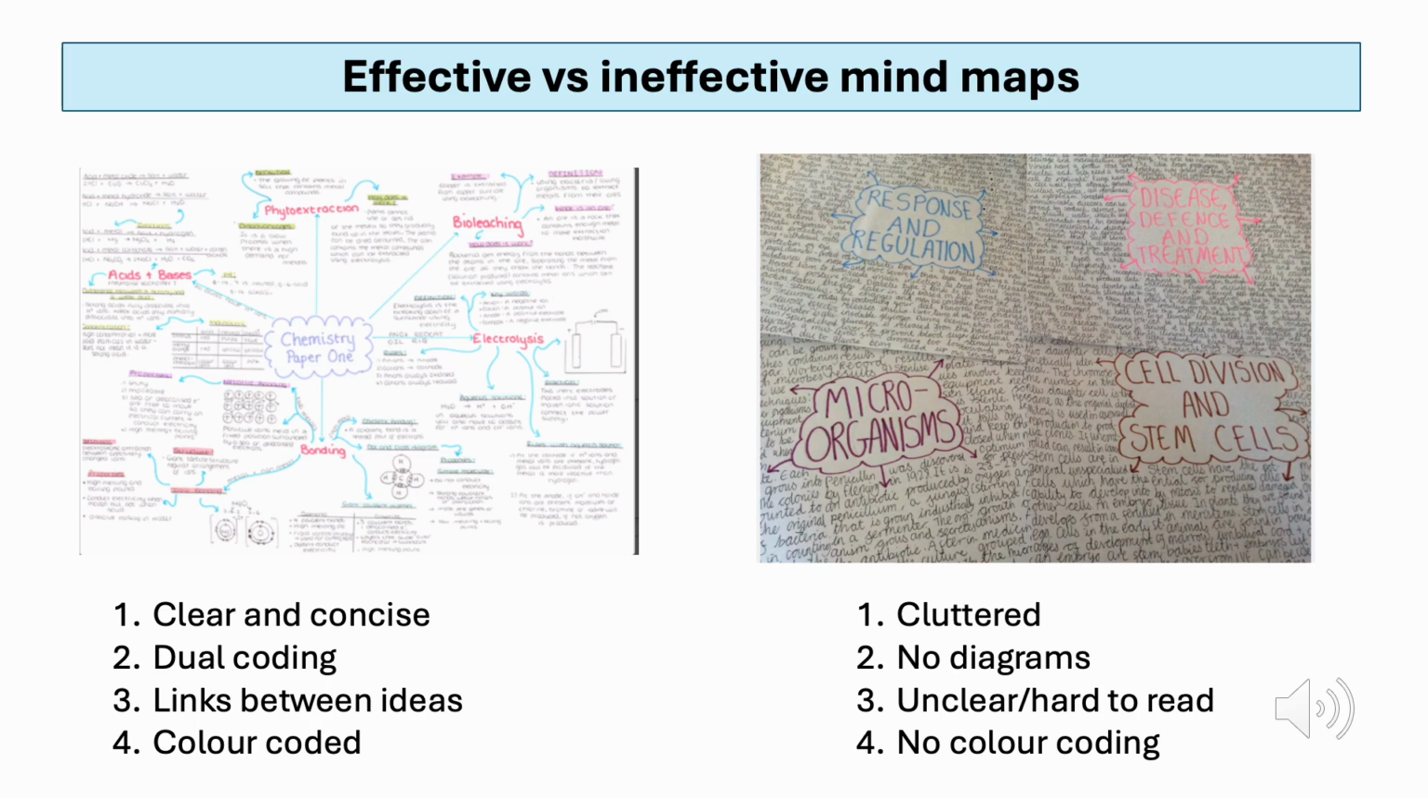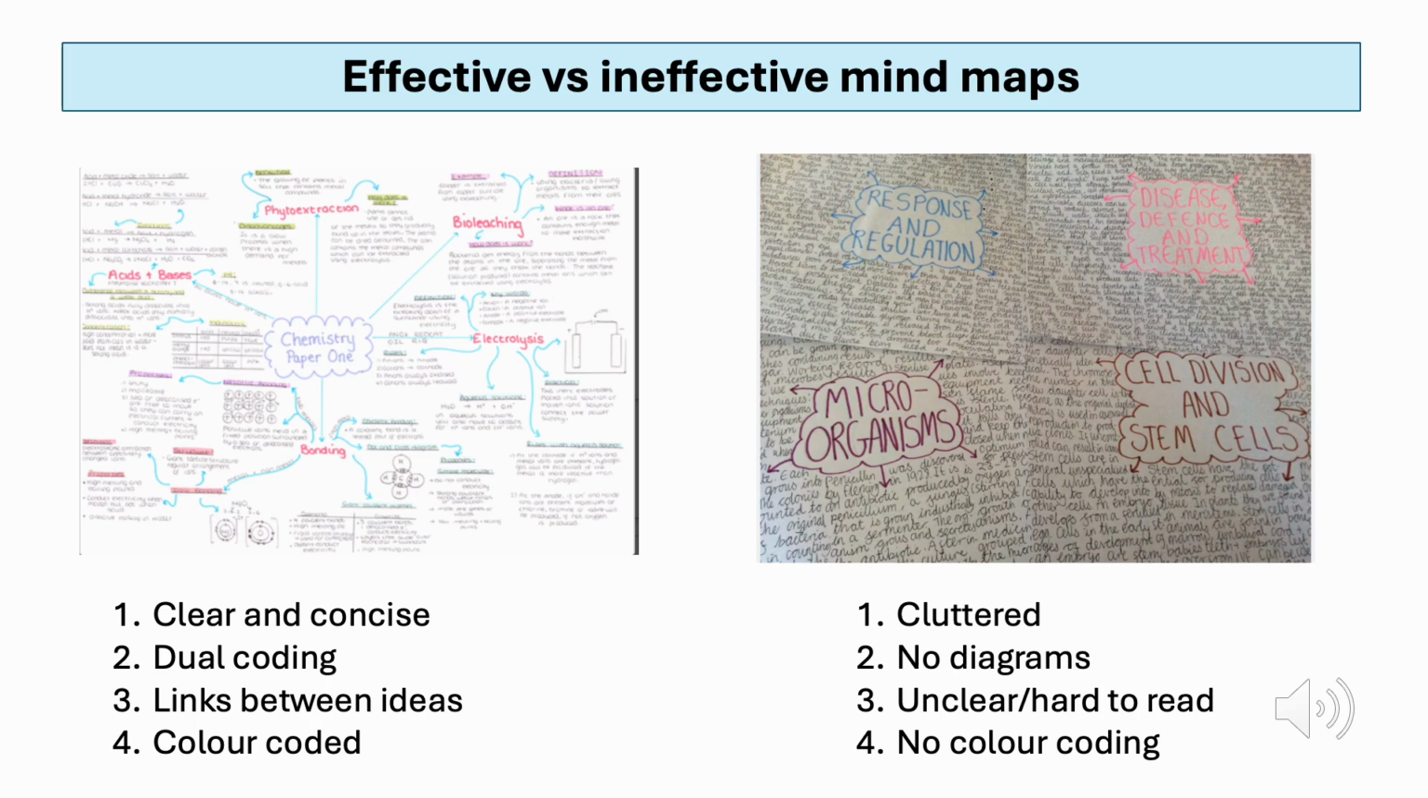This is really key for mind maps and for helping you remember information and process information. It's essentially when you have text and also a diagram or a picture that goes with it. It is proven to be a lot more effective for memorising information when you have a diagram there to prompt you.